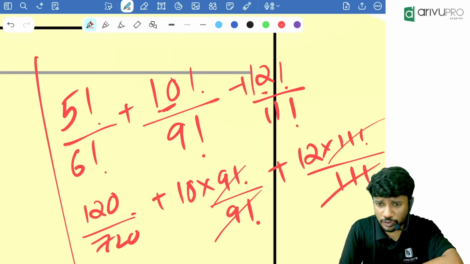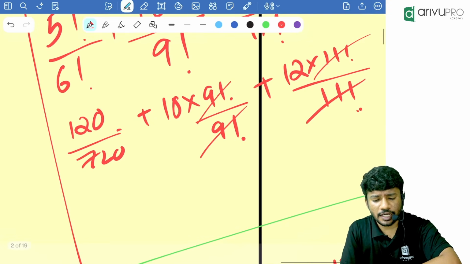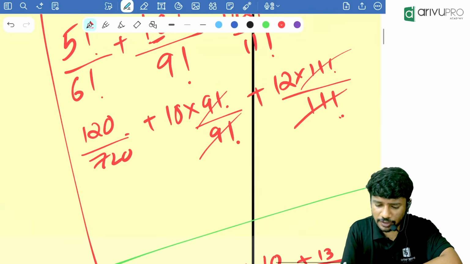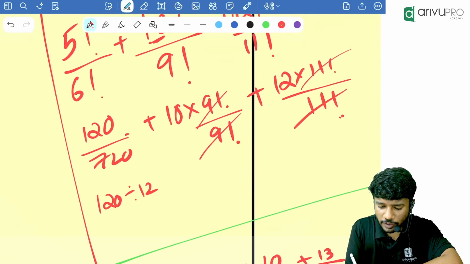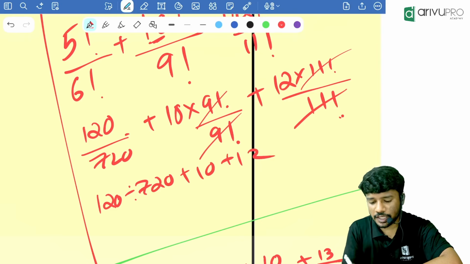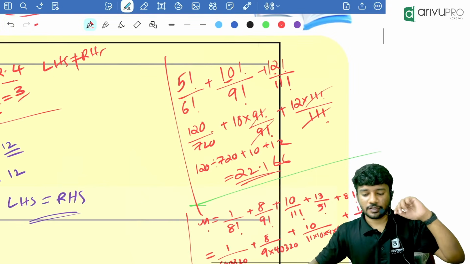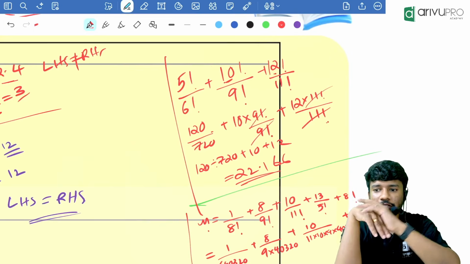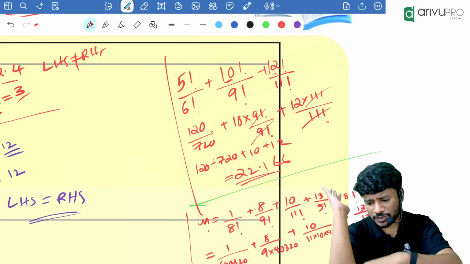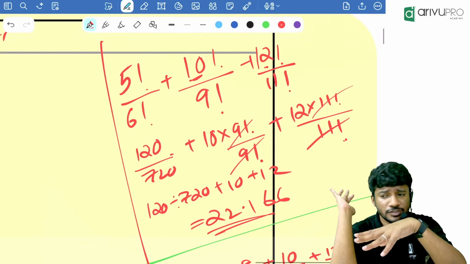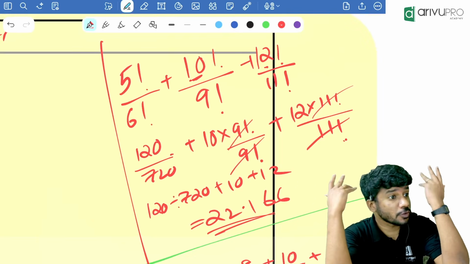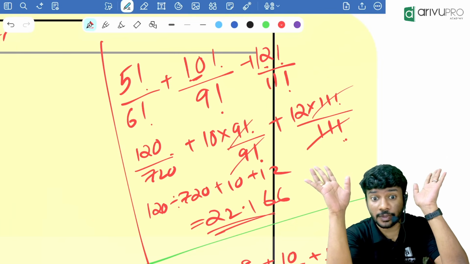Then 9 factorial cancels, 11 factorial cancels. Now you can just use the calculator and get the answer, right? Please use the calculator. So how will you use it? 120 divided by 720 plus 10 plus 12. How much is the answer? 22.16. 22.166. Okay. I hope everyone understood this. So these are the type of question, and if you ask me, they will not ask such complicated calculations. But what if they ask? That time you should not have trouble. Okay, keep it in your mind.